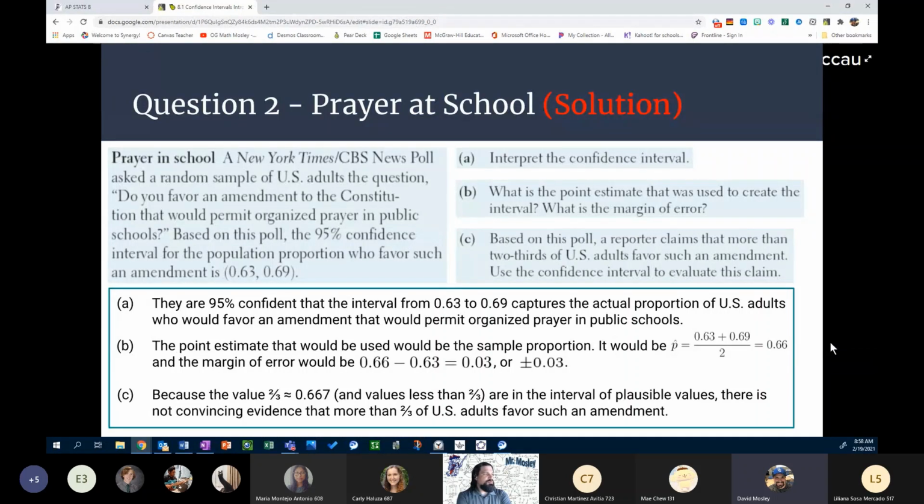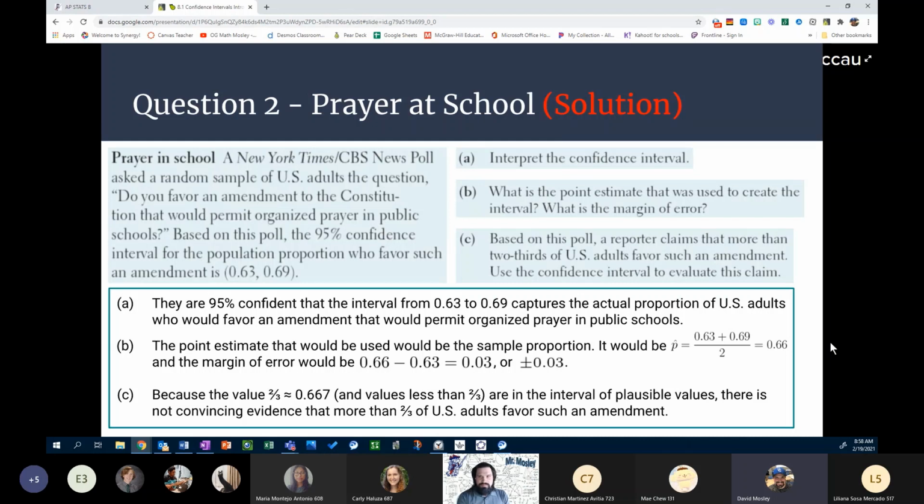All right, so whoever the polling people are, they are 95% confident that the interval from 0.63 to 0.69 captures the actual proportion of U.S. adults who would favor an amendment that would permit organized prayer in public schools. You want to be as specific as possible to make sure that you're referring to the context, right? So that is some of the responses we've seen in previous questions already today.